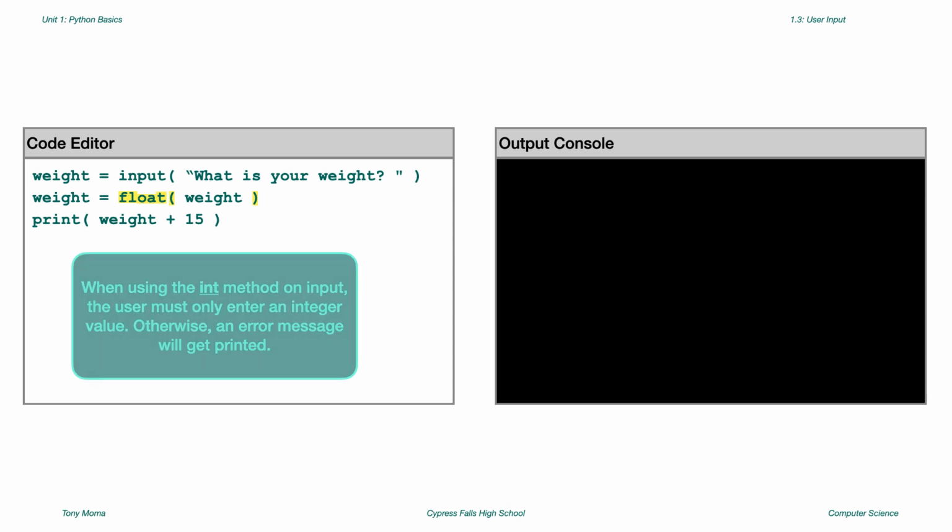In any case, when using the int method on input, you must know that the user must only enter an integer value, otherwise an error message will get printed. So for example, if I use the int method on the input, but for my input I type ABC 123, the Python interpreter will recognize a non-integer, a non-number, and will flag an error message. Similarly with floats, if I'm going to use the float method on input, then the user must only enter a float value. It cannot enter a letter, a punctuation symbol, or anything like that. Only a float value. If I don't, then the Python interpreter will raise an error message.